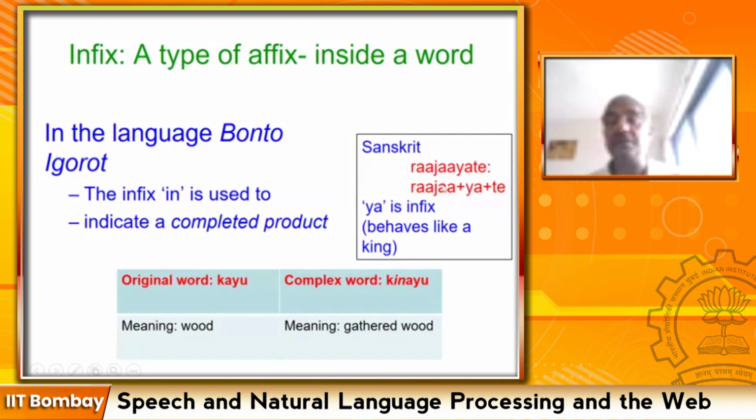And this is very productive. You can attach it to many nouns. For example, you can have Drumayate, behaves like a tree. Okay. So you can take a huge number of nouns and do this ya and te and form a verb out of this. So this is an example of infix, and infix is also a kind of morphological transformation, not as frequent as prefix and suffix, but it is not unheard of for many languages of the world.